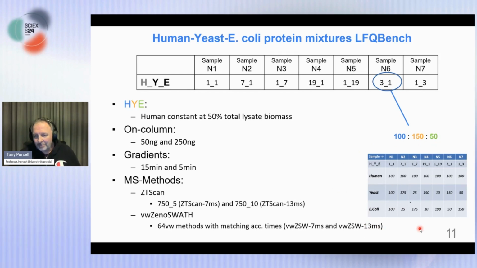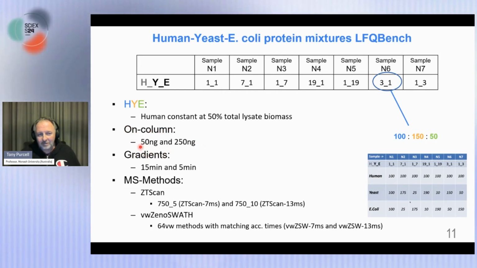I won't walk you through it, but as you can see, we're generating these mixtures, so we can then go into the data using our 2 methods again, identical to the last lot of data I showed you. There are 2 gradients used here as well, and 2 total loads of material onto the column.